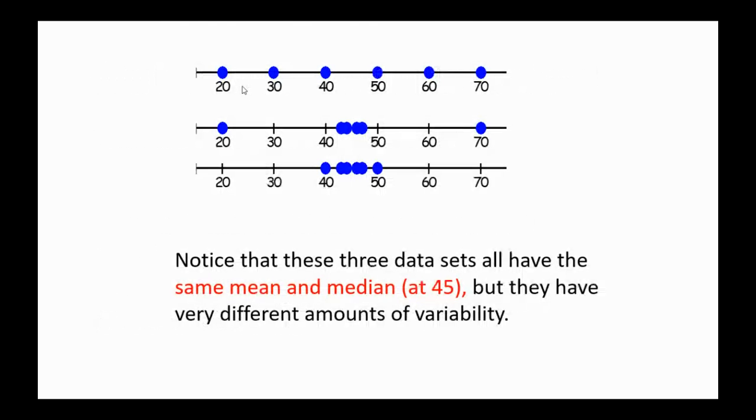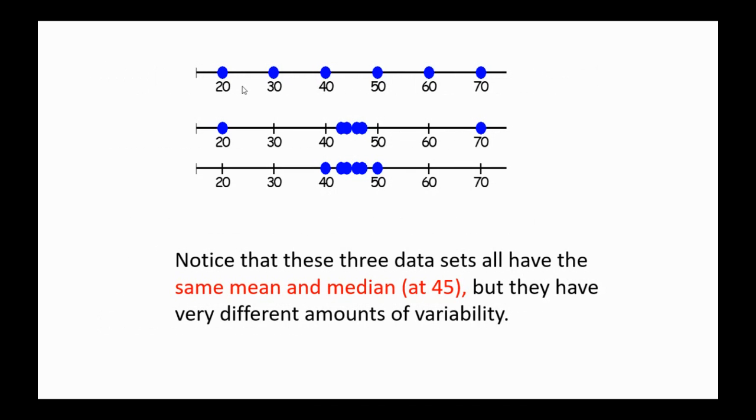So, let's look at these 3 dot plots. If you look at them, you'll notice that the mean and medians are both at 45. But they have different amounts of variability. The first one's all spread out evenly. Second one, we got the 20 and the 70, but then the rest of them close together. And then the last one, everything is packed in there tight.